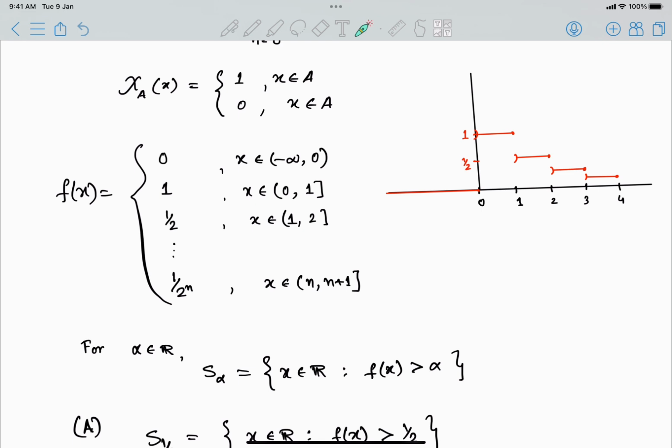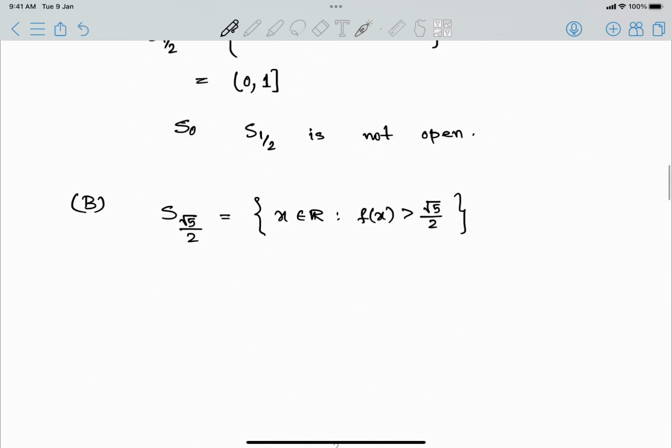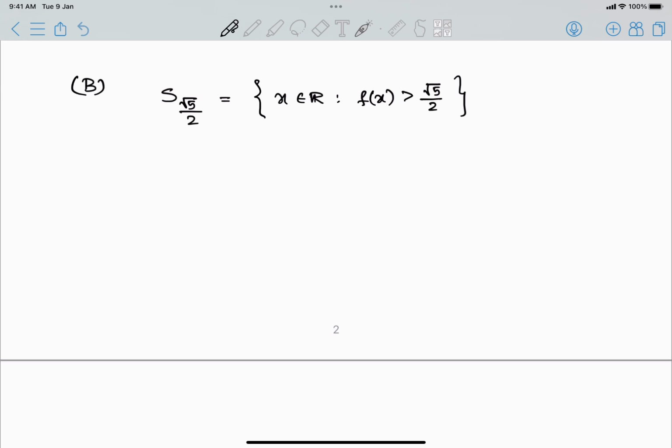But there is no such point where f will take a value bigger than 1, right? So the set will be empty because all the values are at most 1. The function does not take a value bigger than 1 at any point. So this set is empty, and we know the empty set is measurable. So S root 5 by 2 is measurable.